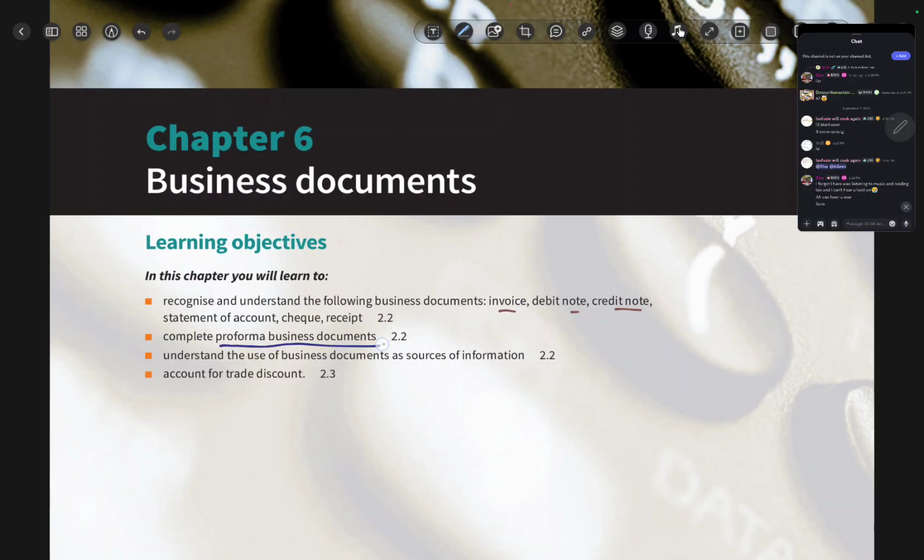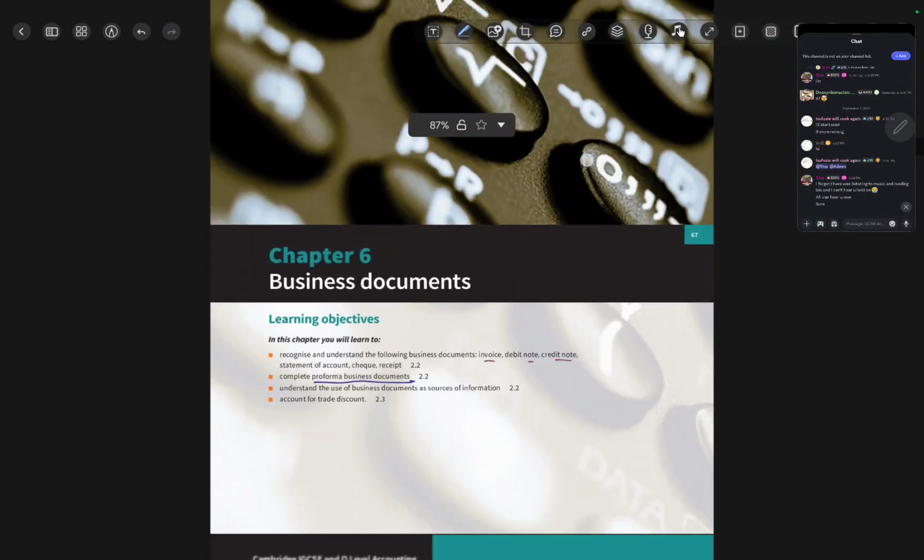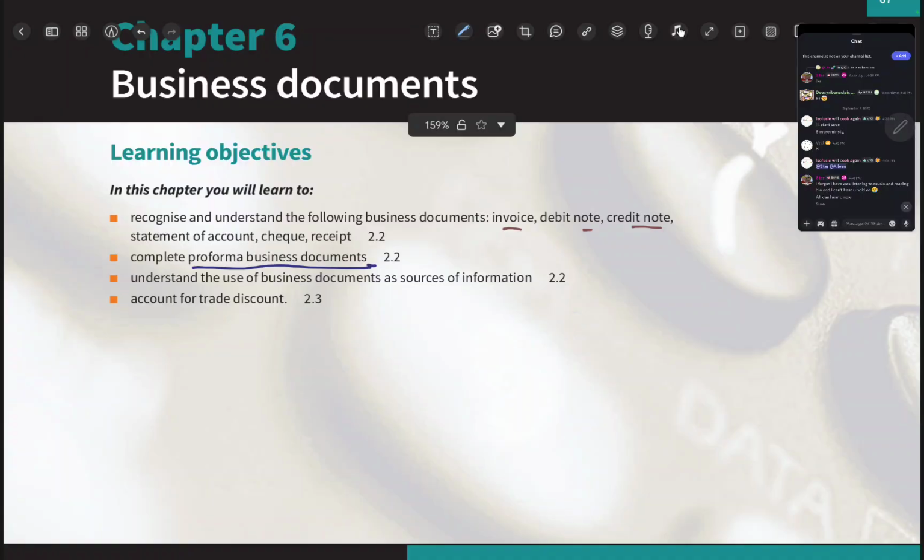Complete pro forma business documents. I don't know what this is, but I know what this all is, so I'll just teach that. Understand the use of business document as sources of information. Now, sources of information in the sense like using these business documents, we make our income statement and balance sheet and financial statements. All right.